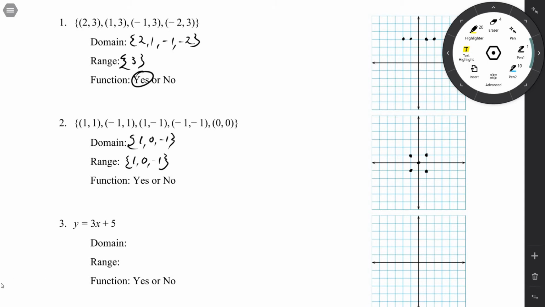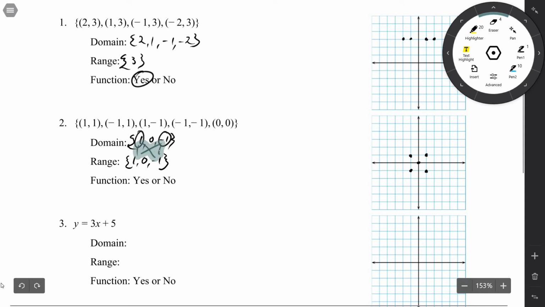Is this a function? No, it does not pass the vertical line test. Right here, it passes through 2, and right here it passes through 2. And remember, that just means that there's at least one element in the domain that is paired with more than one element in the range. This 1 can go to -1 or 1, and this -1 can actually go to 1 or -1. So it fails in 2 ways. Let's move on.